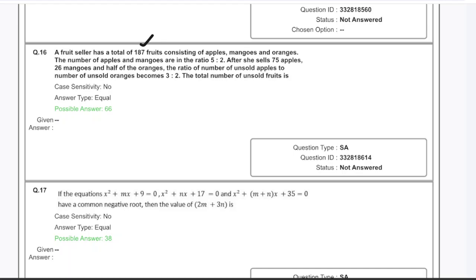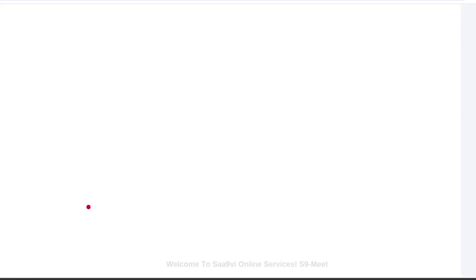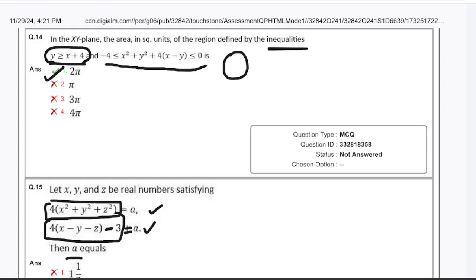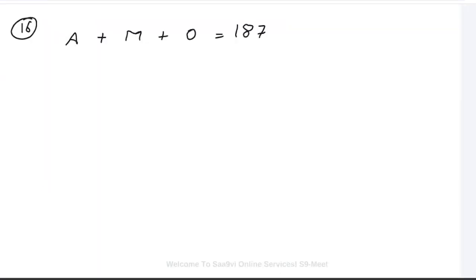So let's start this down. Let's say the number of apples, number of mangoes, and number of oranges. So apples plus mangoes plus oranges, they are in total 187, that is told to us. So the first equation we already got from the first line. Then they say the number of apples and mangoes are in the ratio 5 is to 2. So we can keep this 5x, and with this we can keep 2x, and the oranges we can keep y. So this total is going to be 187. The first equation I get from here.